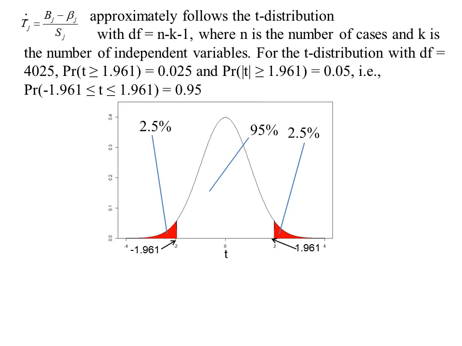This is a graph of the T distribution. The horizontal axis represents values of T, and the vertical axis is related to their probabilities. Two values of T, plus 1.961 and minus 1.961, are indicated on the horizontal axis. The red area on the right of plus 1.961 is 2.5% of the entire area under the curve. So is the red area on the left of minus 1.961.